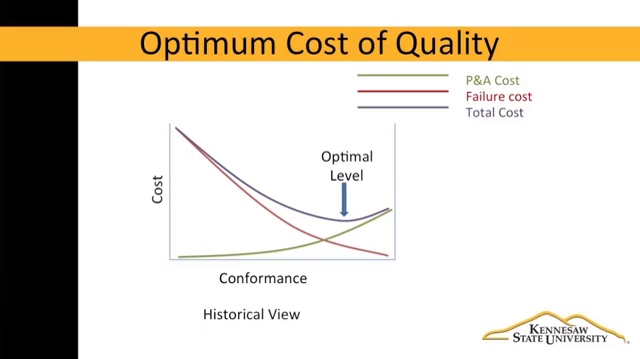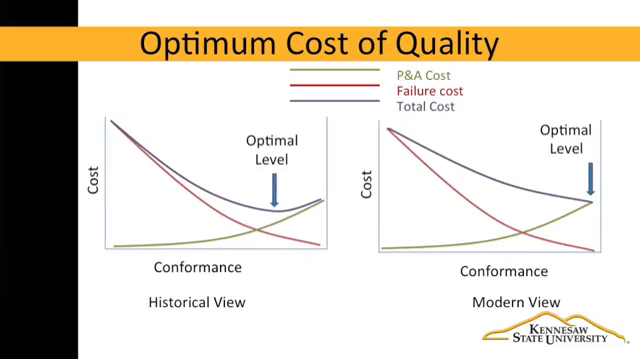As prevention and appraisal costs rise, shown with the orange line, failure costs decline, shown with the red line. At some point, after these lines intersect, the total cost, shown in blue, will begin to rise. The idea here is that there's an optimal level of quality, and when we reach that, spending more just increases costs.